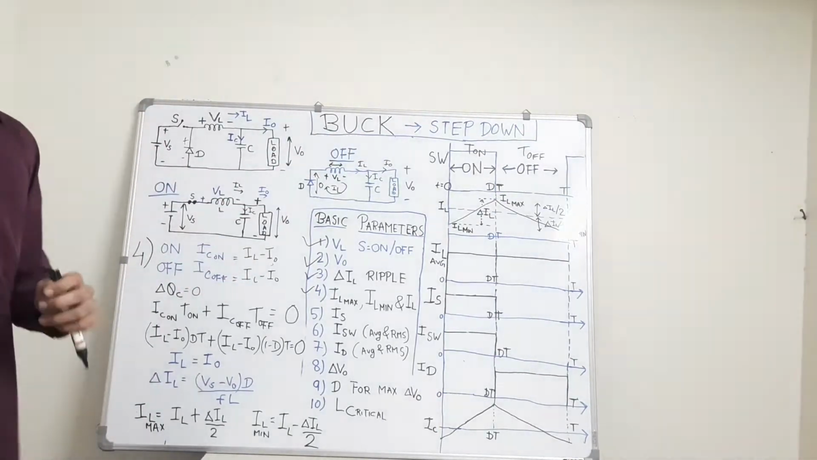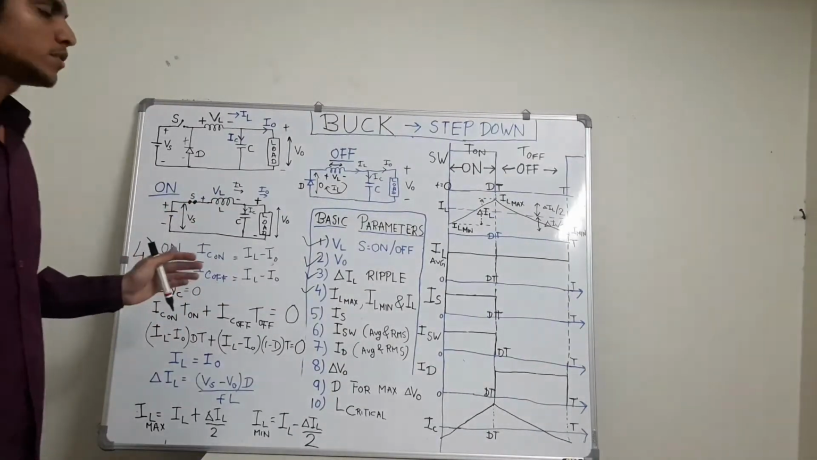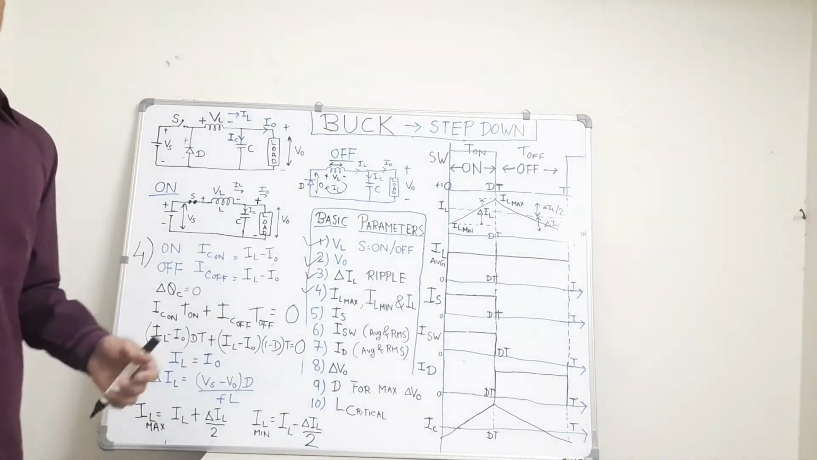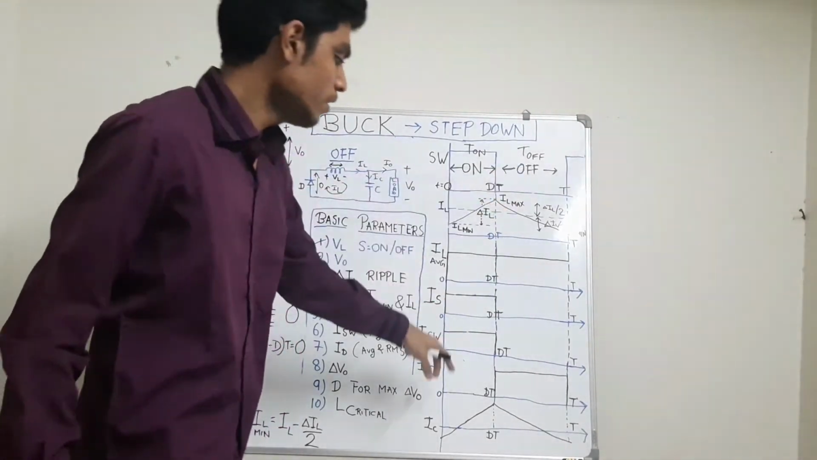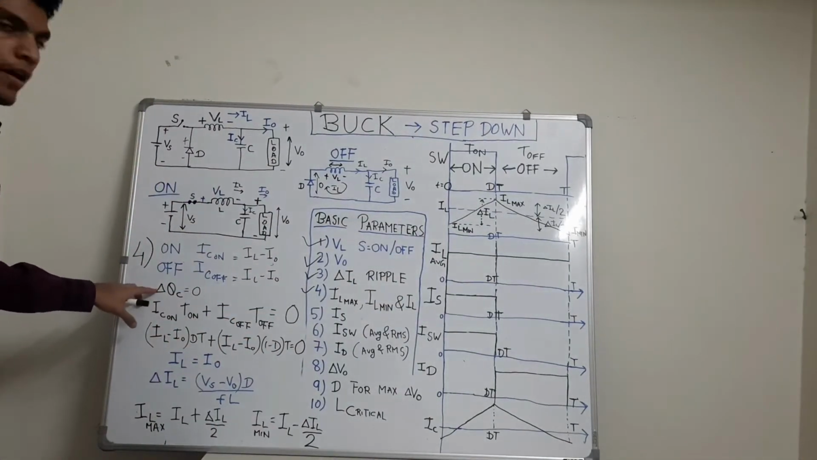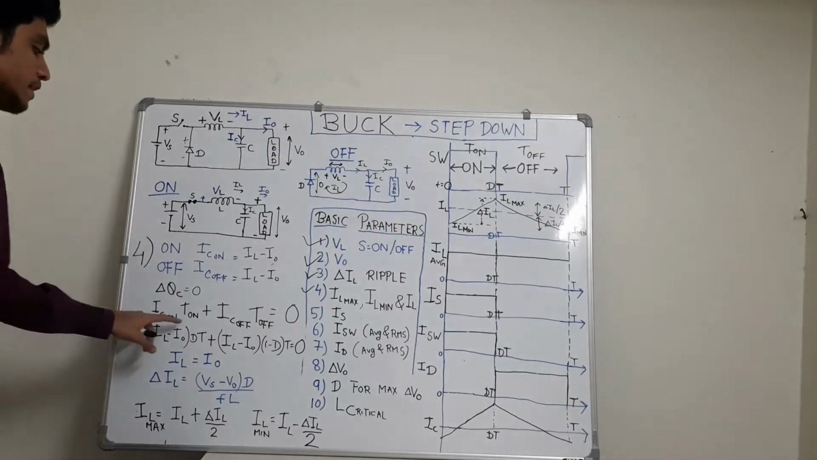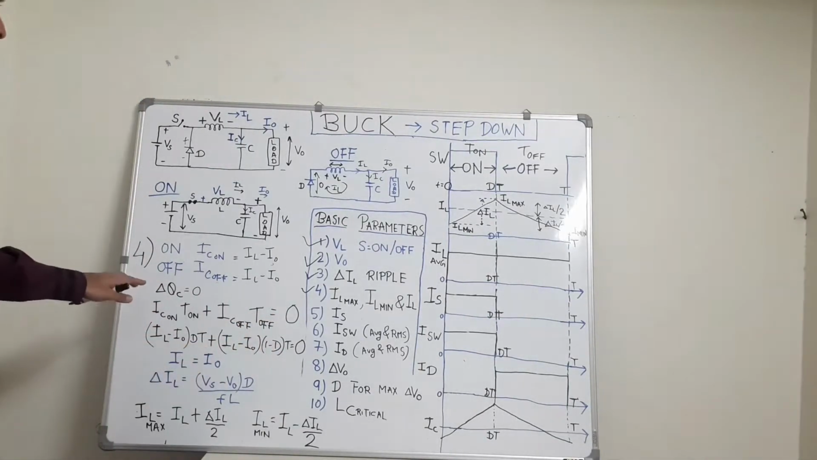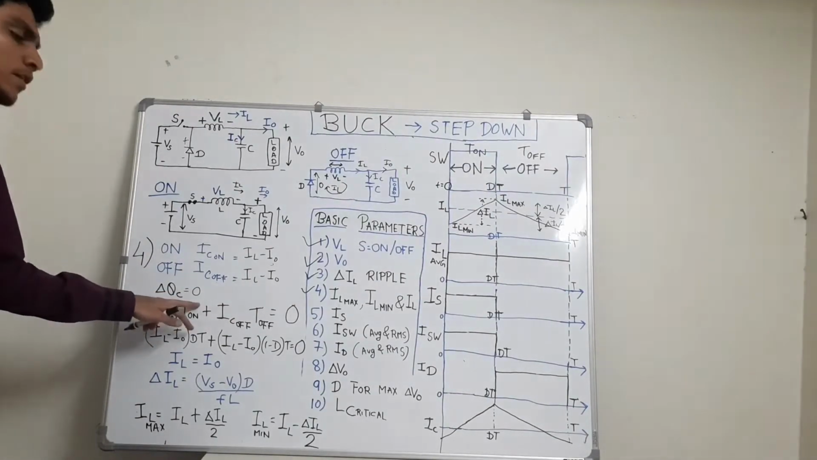Now we can see that for the stability of this capacitor, the net charge taken by it during the positive cycle would be equal to the net charge released by it during the off cycle or the negative time period. That's why, applying the ampere-second balance, IC on into T on plus IC off into T off equals 0. Hence the net charge gained or lost by the capacitor over the total time period will be 0.